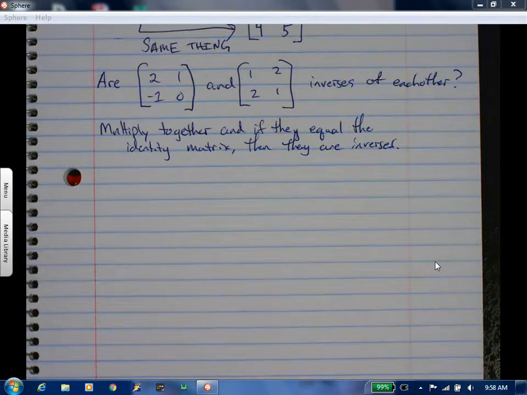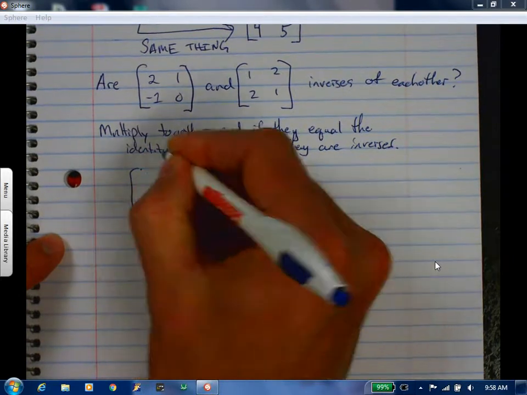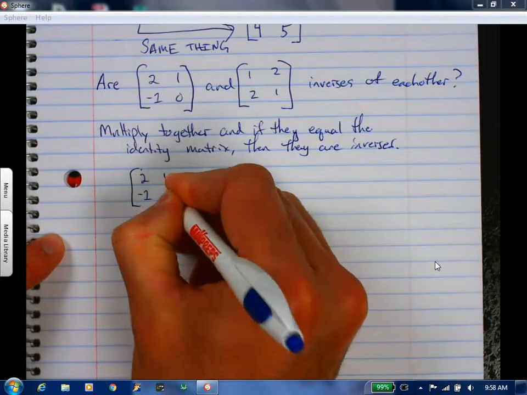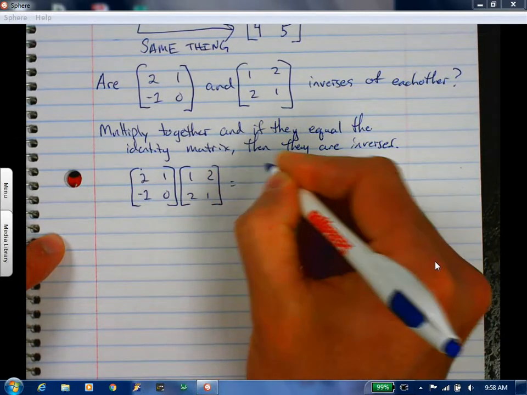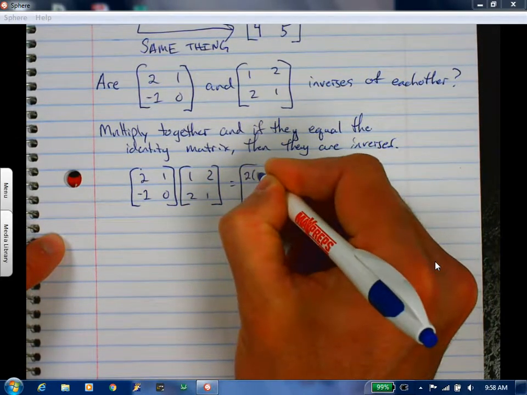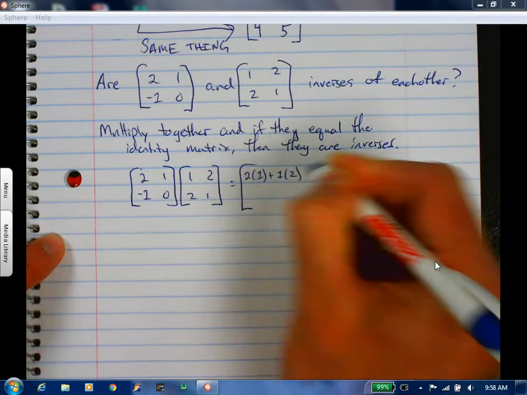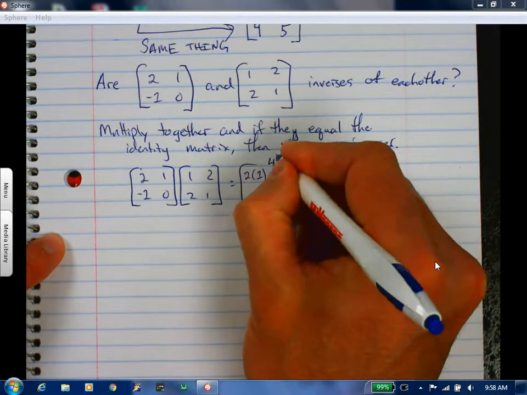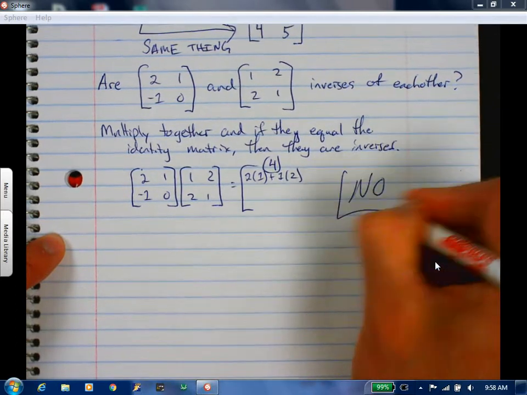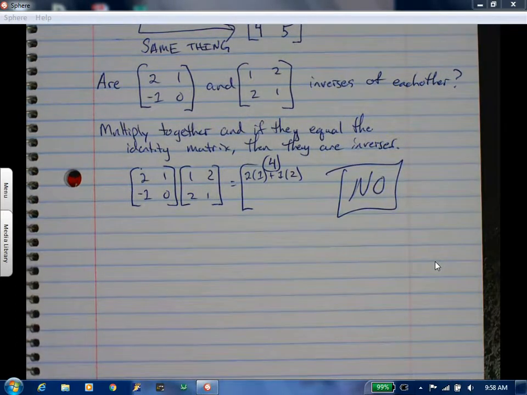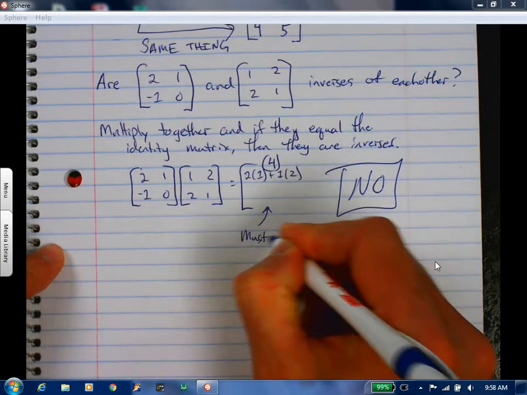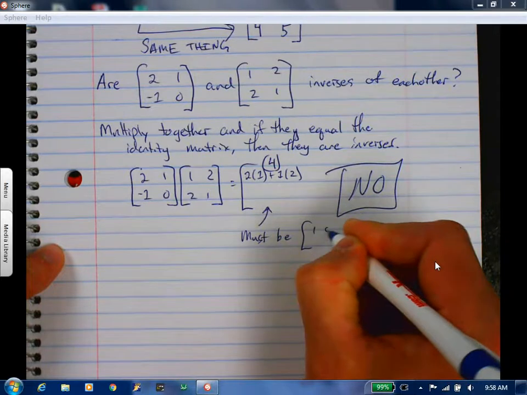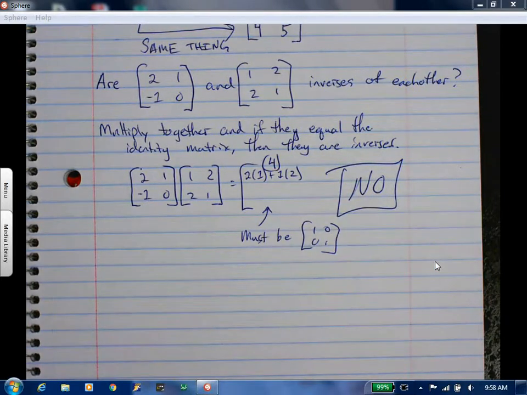In sequence. I think you use one of mine. So if I'm multiplying these, 1, 2, 2, 1, the first one gives me 2 times 1 plus 1 times 2. So that would be 4. Nope, not inverses. It has to be a 1 there to be inverses. So that answer there must be 1, 0, 0, 1. If it's not, then you're okay.